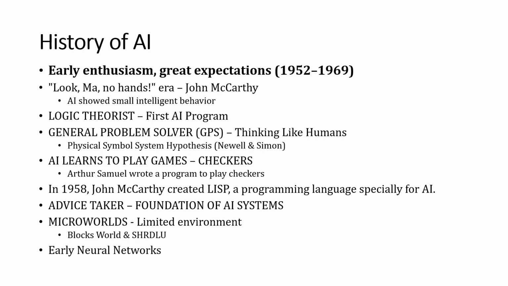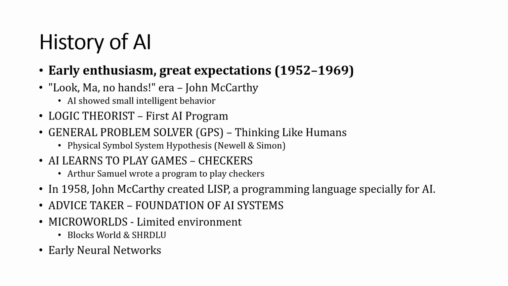In 1958, John McCarthy created Lisp, a programming language specially for AI. So Lisp was the most important AI language for 30 years. Then McCarthy proposed something called advice taker. Advice taker, that is the foundation of AI systems. Think of it as an intelligent assistant.